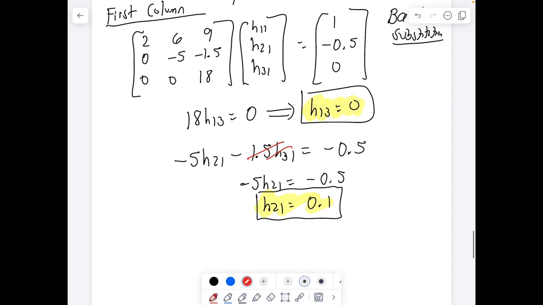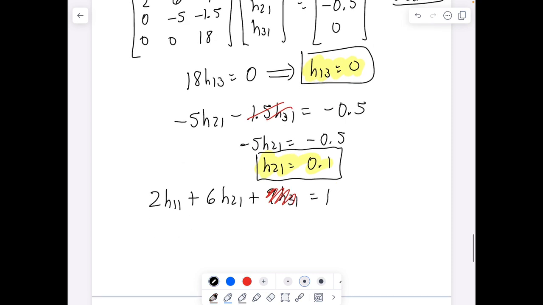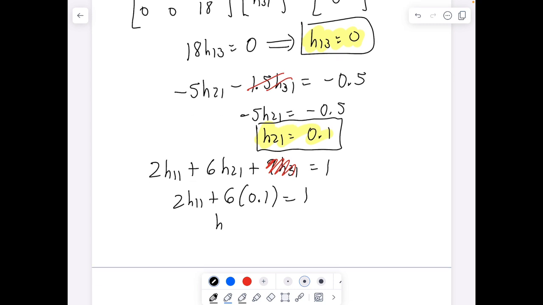And the last one says that 2H11 plus 6H21 plus 9H31 is equal to 1. Well, we know that H31 is 0. And we know that H21 is a tenth. So we'll just subtract some things over. 1 minus 0.6 is 0.4. So we get that H11 is equal to 0.2.